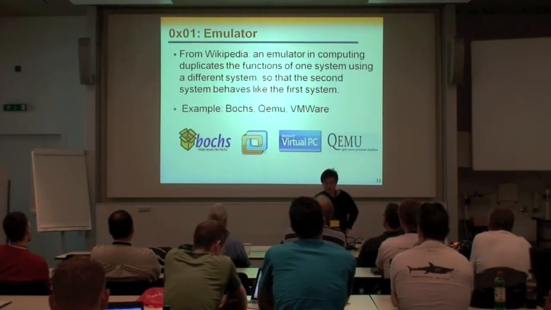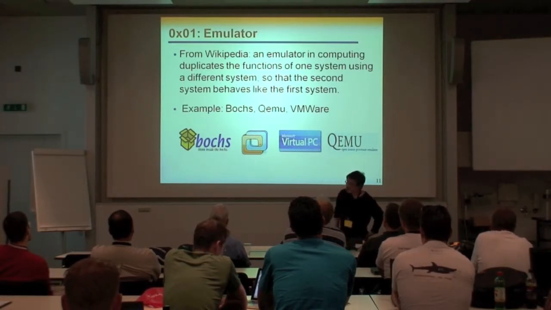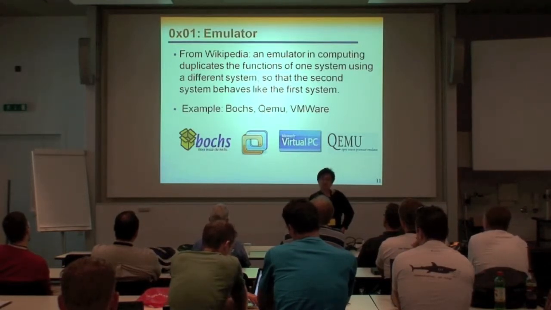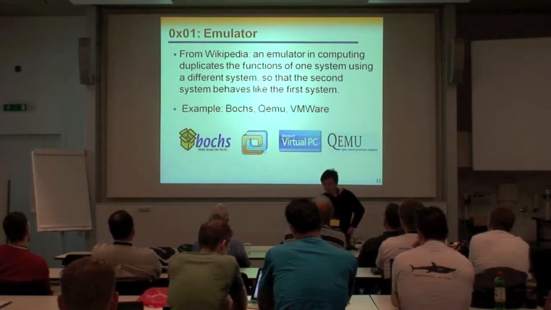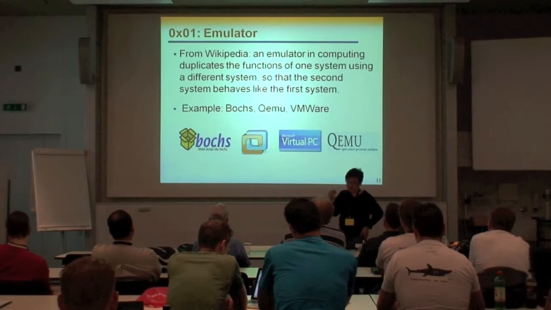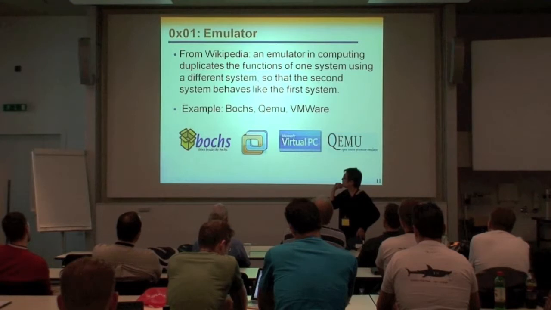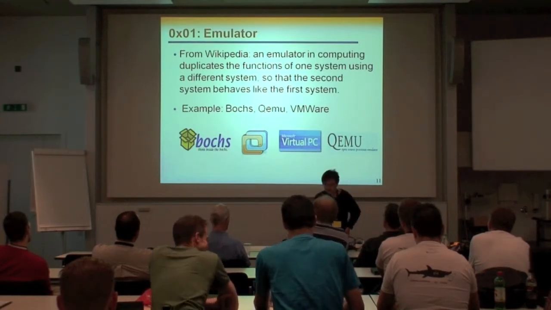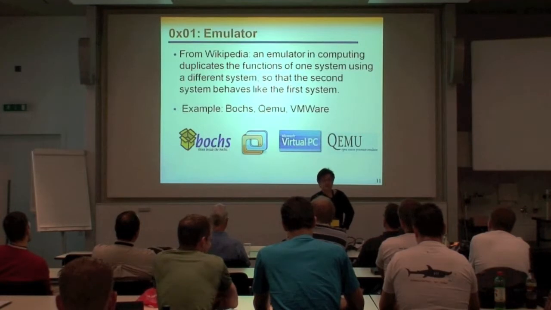Now let me go through another concept of today's talk: the emulator. From Wikipedia, an emulator is computing that duplicates the function of one system using a different system, so that the second system behaves like the first system. In the market now, actually on the internet, there are a lot of emulator software. Some are commercial software. The first is Bochs, a free one. Second is VMware. And the third is Microsoft Virtual Machine. And on Linux or BSD systems, we have QEMU.